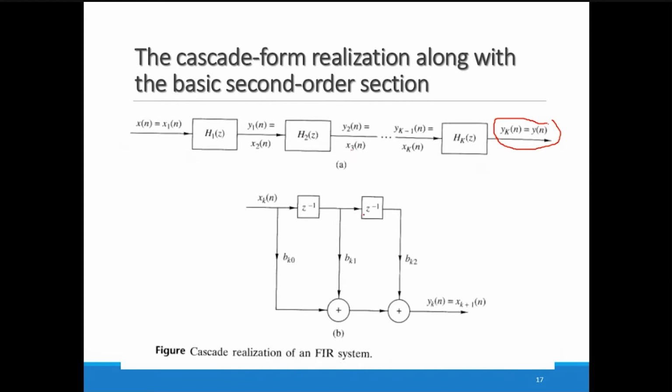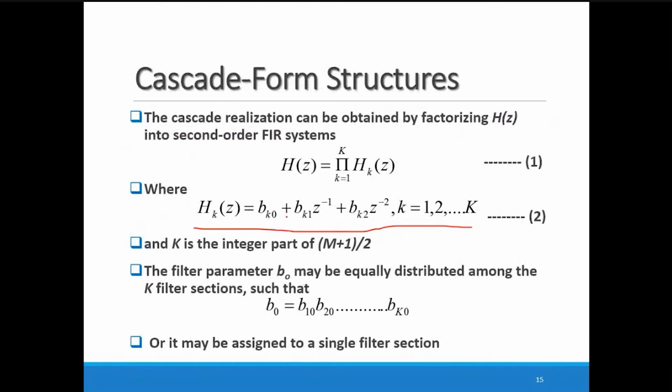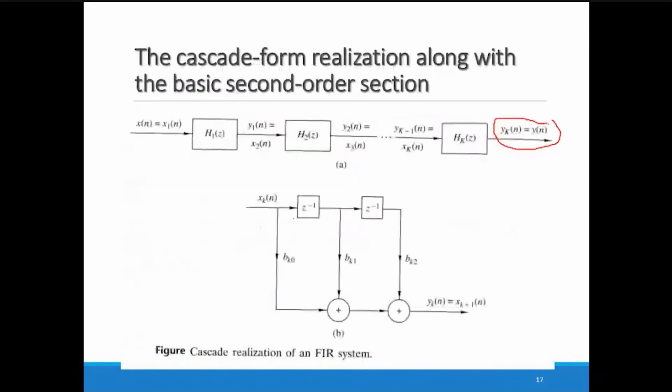This is another way of representing the equation. In this equation, we write Hk(z) is equal to bk0 plus bk1 z inverse plus bk2 z raised to minus 2. So this is shown over here. First is xk(n), it is passed through bk0, the first term over here, then it is delayed. So xk(n minus 1) is multiplied with bk1 and added. Second, it is passed through z inverse and bk2.